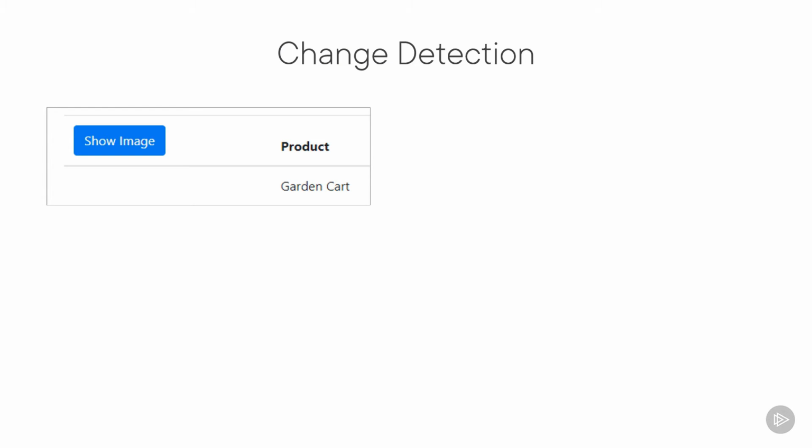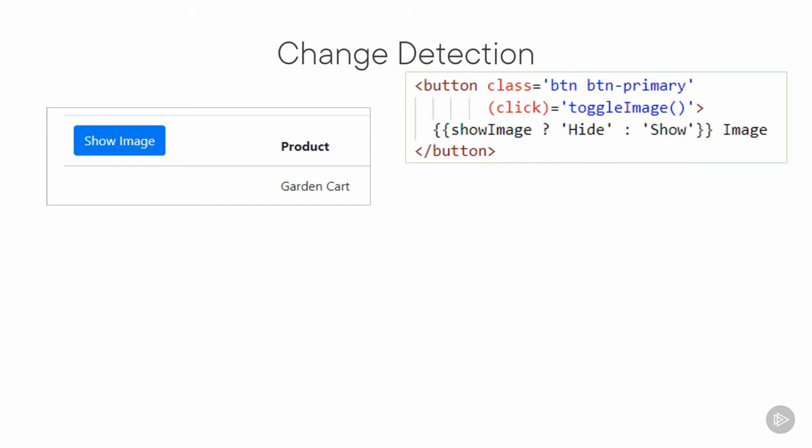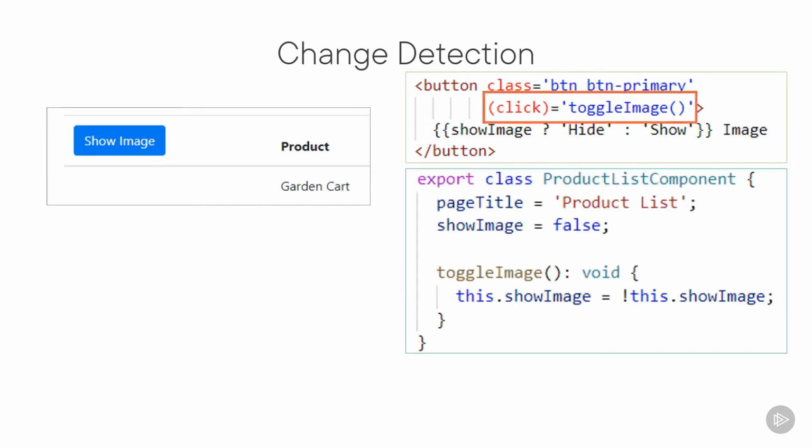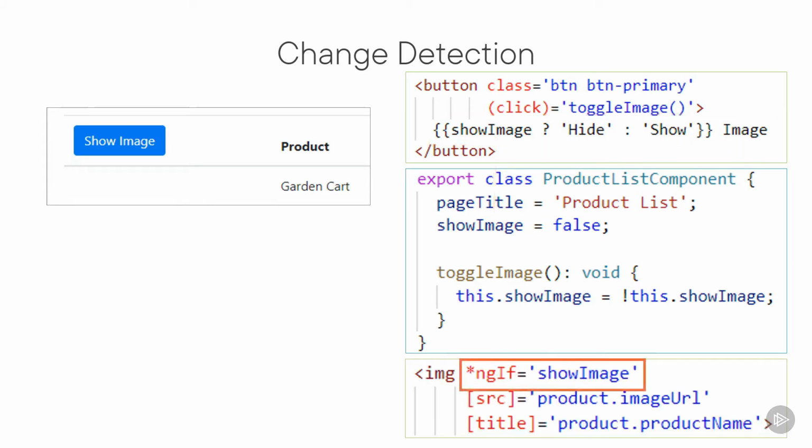By default, Angular is constantly watching for changes to any bound properties and listening for events. In our sample application, we have a button that shows or hides images. In the HTML for the button, we bound its click event to a method in our component, and we used interpolation to change the text of the button based on the value of a property in our component. We used the ngIf structural directive to add or remove the image element from the DOM.